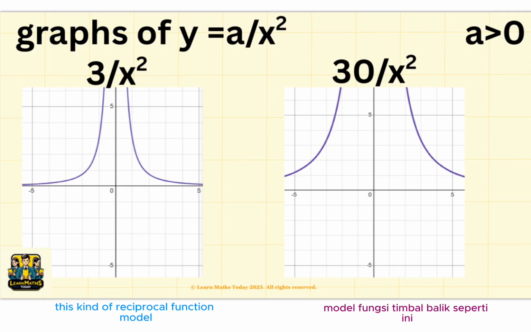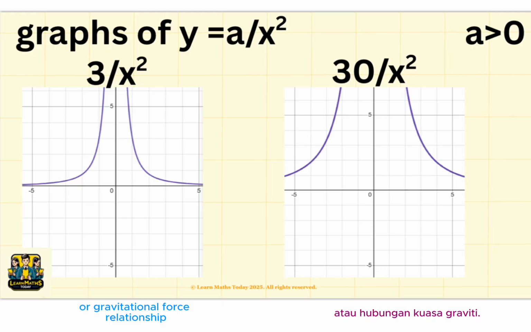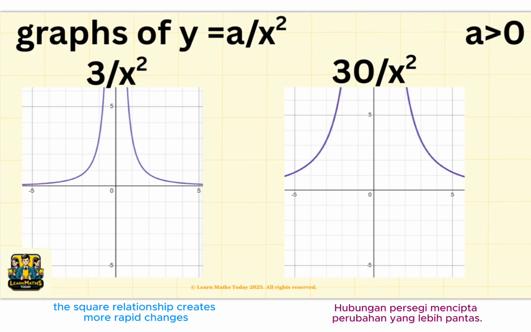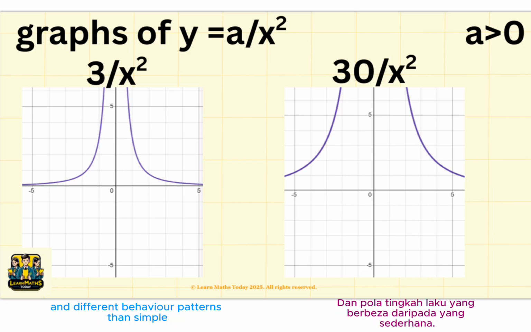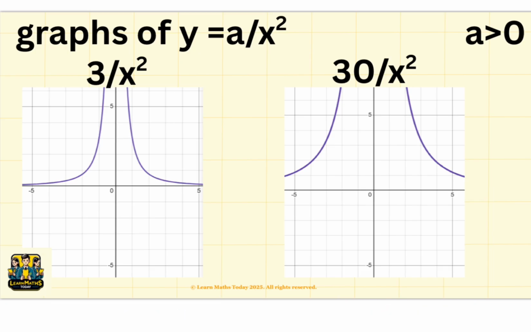This kind of reciprocal function models different kinds of real-world phenomena. Things like the intensity of light decreasing with the square of the distance, or gravitational force relationships. The square relationship creates more rapid changes and different behavioral patterns than simple reciprocal functions.